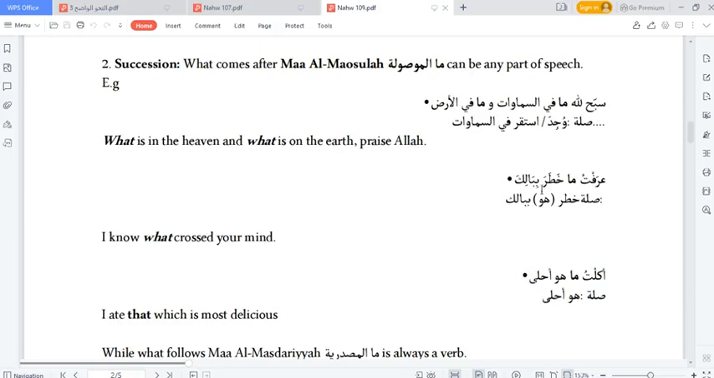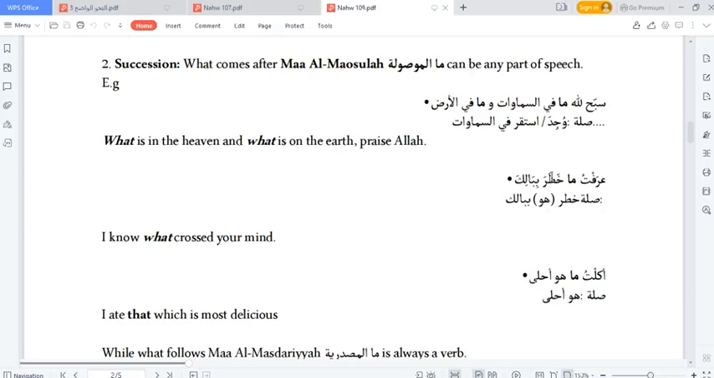Here also, this is ma al-mawsula, because we said we need to have a pronoun going back to the ma. What is it here? It is huwa, but it's not written, because of khatara. Where is the fa'il? It is a dameer mustatir, so that means it is implicit.